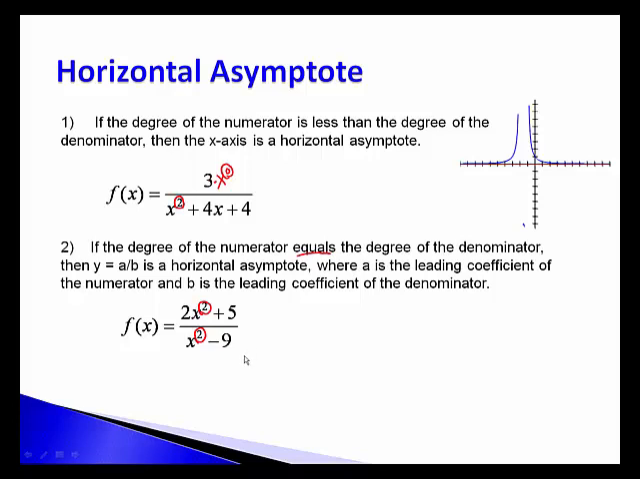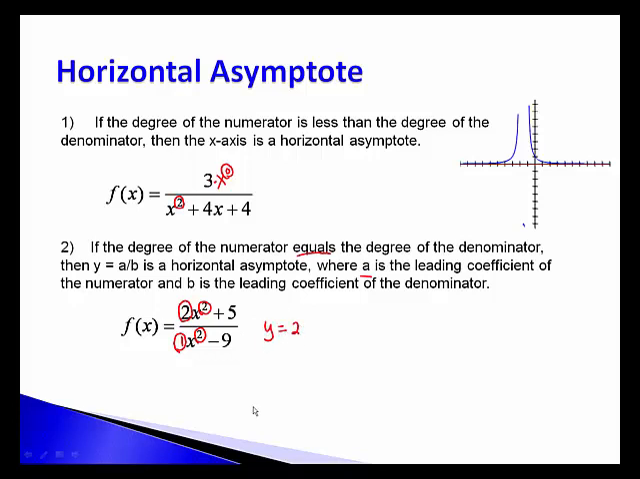To identify what the horizontal asymptote is, I need a and b, where a is the leading coefficient of the numerator. That's that right there. And b is the leading coefficient of the denominator. Well, you don't see it written, but it's an understood 1. So a over b is 2 over 1. So your horizontal asymptote is the line y equals 2.